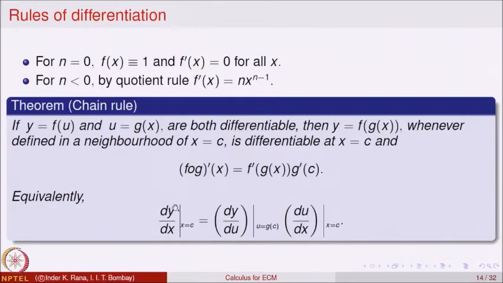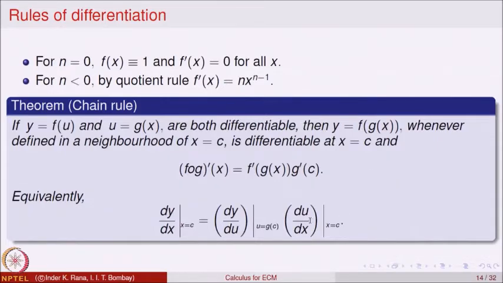One can also write dy/dx at the point x equal to c as dy/du. Y is a function of u, so dy/du makes sense, but at the point u which is g of c, so dy/du at the point u equal to g of c times du/dx at the point c. So this is what is called the chain rule.